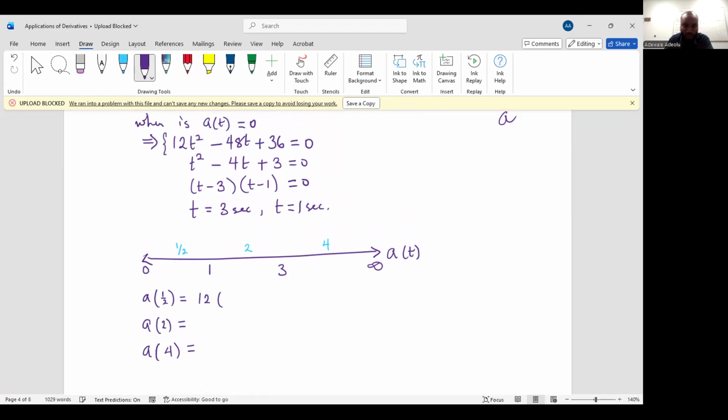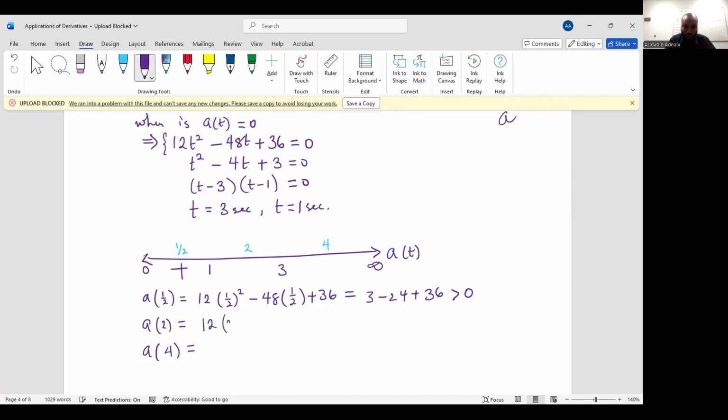So a of 1/2, I just need to use my function for a. That is 12 times 1/2 squared minus 48 times 1/2 plus 36. 1/2 raised to power 2 is 1/4. So what is 1/4 of 12? That is 3, minus 48 times half, that is 24, plus 36. What matters here is the sign. So I have 39 minus 24. So here is positive. So it means on this domain, 0 to 1, a is positive there.